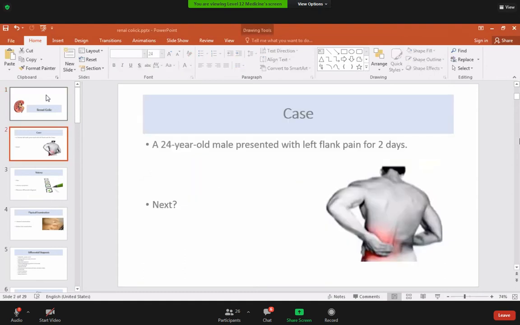Okay, a 24 years old male presented with left flank pain for 2 days. How will you approach this patient? We discussed it yesterday also. Left flank pain, how do you take the history of such a patient presenting to you with left flank pain or left lumbar region pain? How will you take the history?